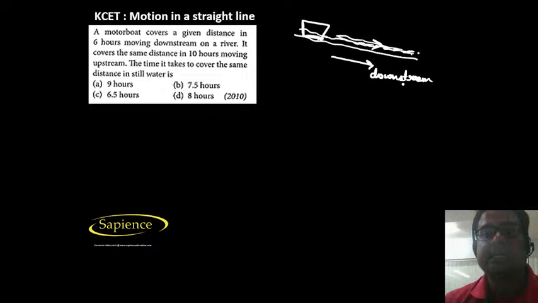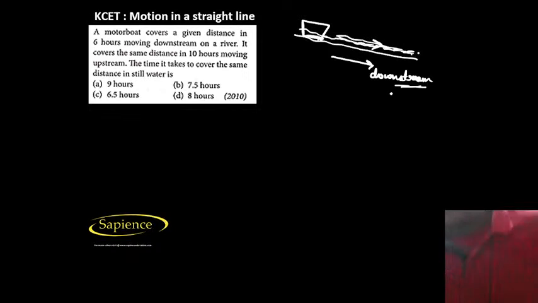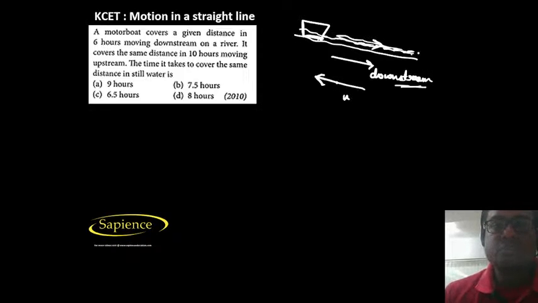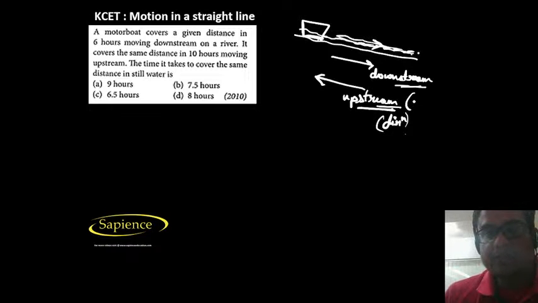Downstream means the direction in which the river is flowing, and upstream is opposite to the direction in which the river is flowing. Upstream means the direction which is opposite to the direction in which the river water is flowing. So going upstream means we have to go against the flow of the river, and going downstream means we have to go with the flow, or along the flow, of the river.